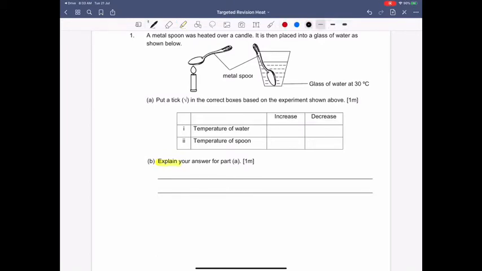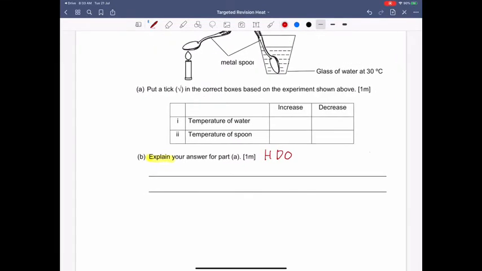So we will use the strategy that I have talked about, HDO. H stands for heat gain or heat loss, D stands for direction, and O stands for the outcome, according to the question. I've actually asked you to imagine that you are the substance when answering questions on heat transfer. You can do that by imagining yourself as the water, because we're dealing with water in the first part. So that's how you can structure your answer.